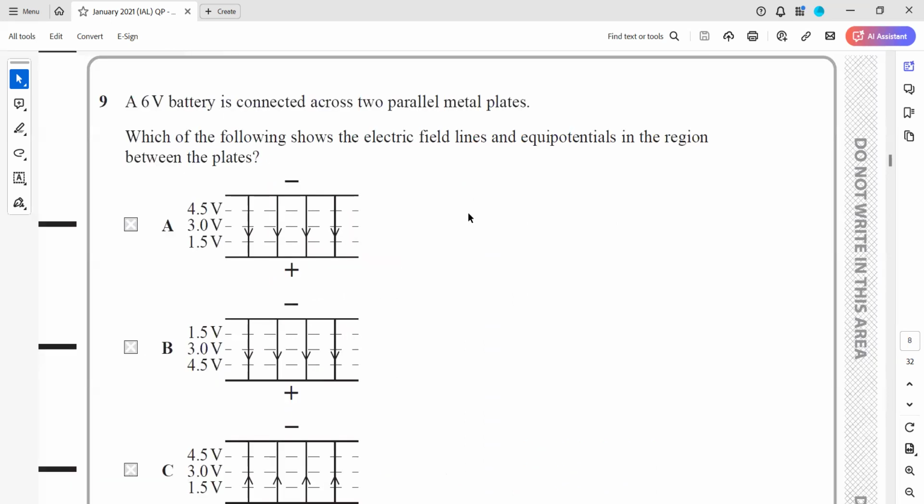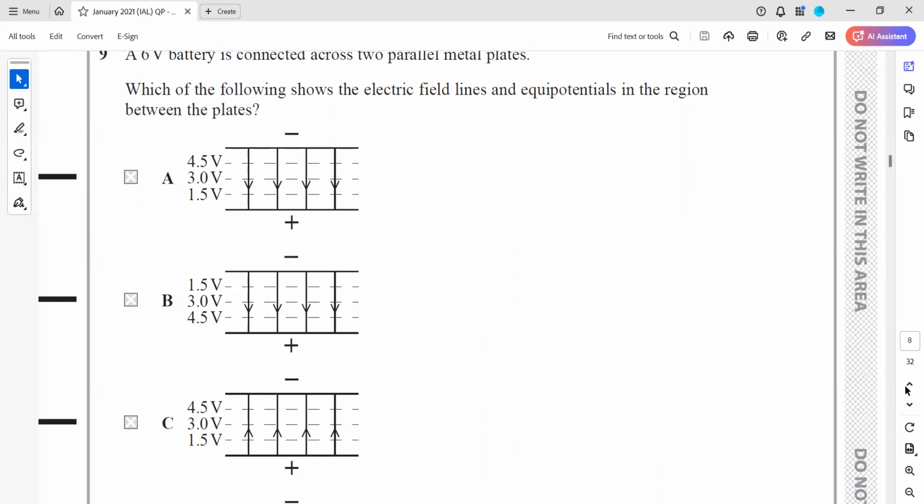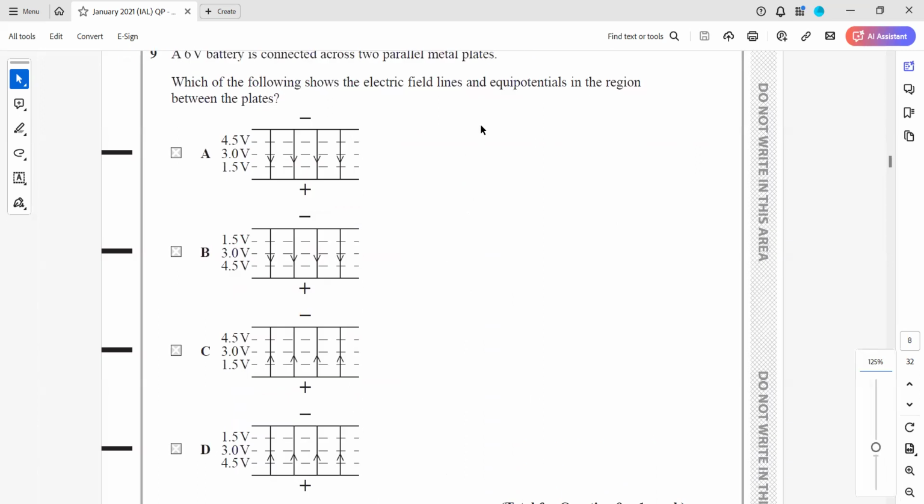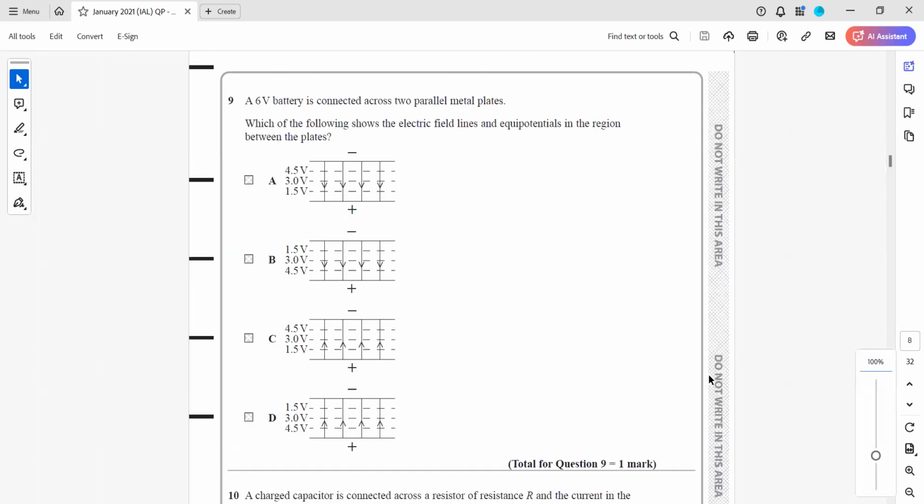A 6-volt supply is connected across two parallel plates. Which of the following shows electric field lines and equipotential surfaces? When we have the two electrodes, the higher potential is the positive one. So why is this wrong? Because the higher potential is starting here. So B can be an answer, or D can be an answer.